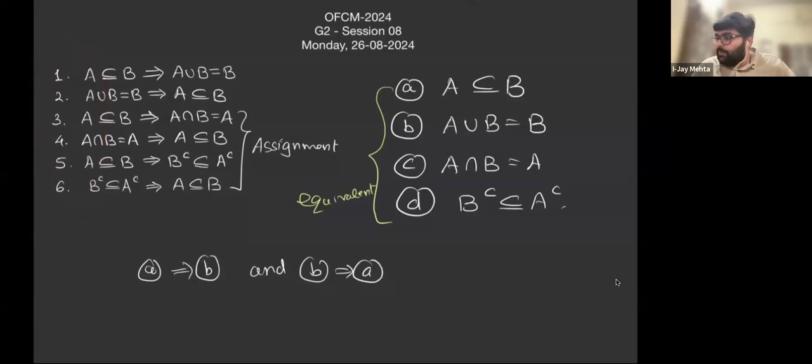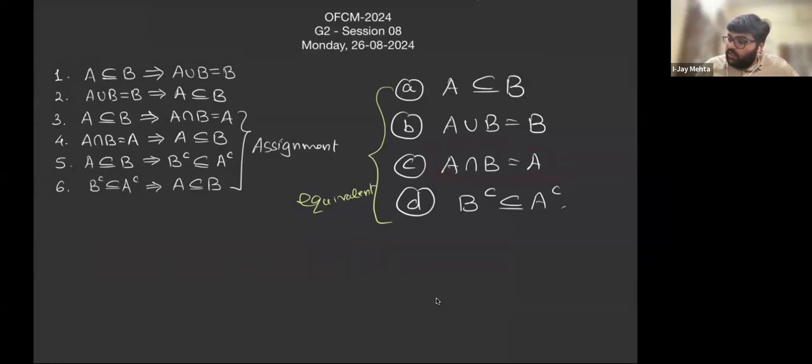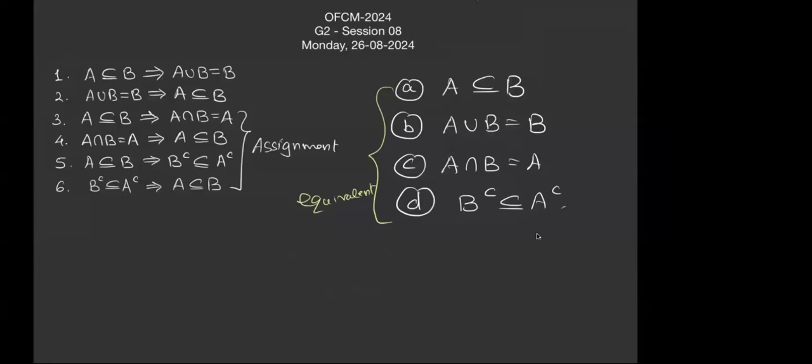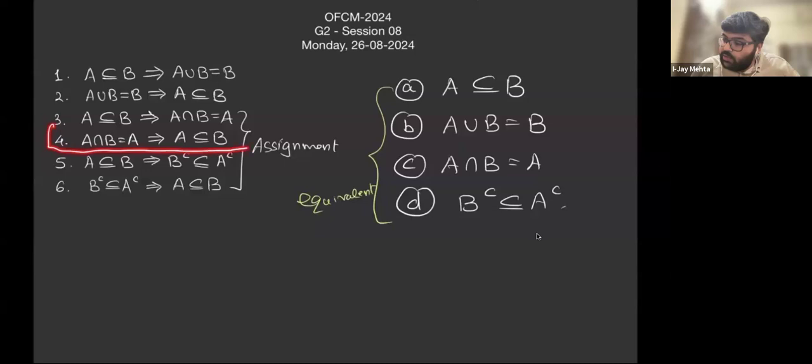You answer me. I want to show that C implies A. How do I show? So I assume that A intersection B is A, I want to show that A is a subset of B. Have we done this already? Vinith, have we done C implies A? Yes, sir. Which statement? It's statement number 4, right? Okay, C implies A, only one thing is required. Now I want to show that C implies B. How do I show?